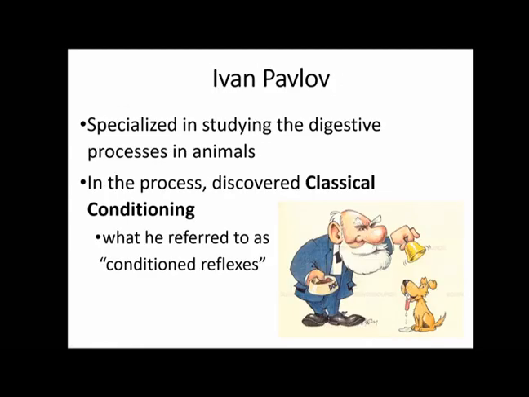Now, you can't talk about classical conditioning without talking about Pavlov. But interestingly, Pavlov didn't set out to learn anything about learning. That wasn't what he was studying. Pavlov actually specialized in studying digestive processes in animals. So his lab was set up to look at digestive enzymes with dogs. And by accident, in the process, he happened to discover classical conditioning. He referred to that as conditioned reflexes at the time.